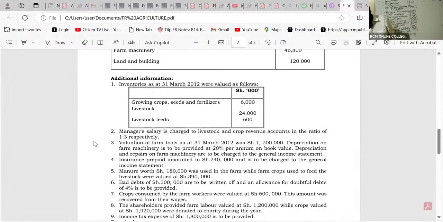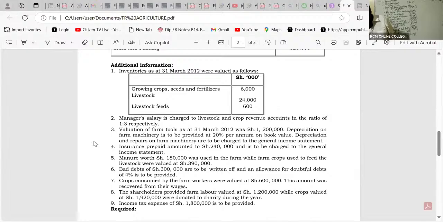You are done at note number 6. Note number 7: crops consumed by the farm workers were valued at 600. This amount was recovered from their wages. That we finished.